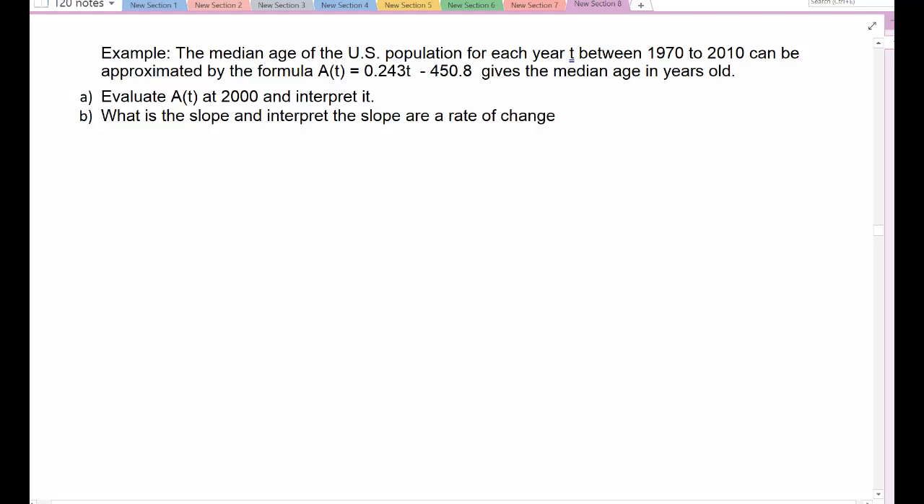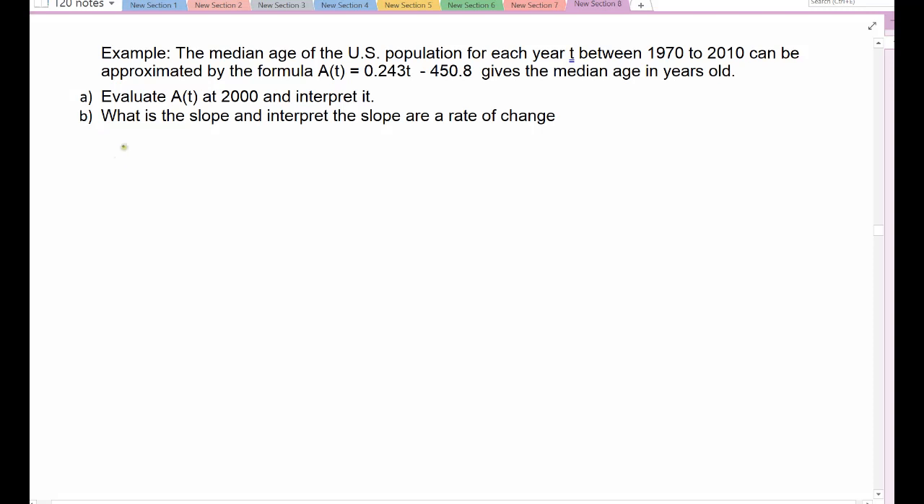Over the years, so they collected the data between the years 1970 and 2010. It's approximated by that fun-looking formula. It is a line. It's just an ugly line. Right? It gives the median age in years old, right? So it's the middle age of Americans. Not the average, right? It's the age in the middle.